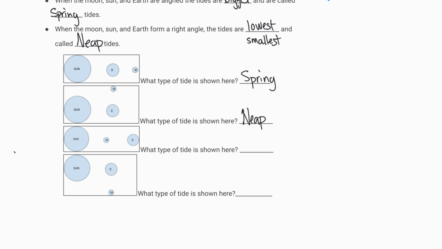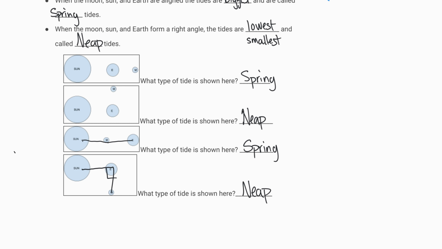In the third scenario, the moon is now in between the Earth and the sun, but they still form a straight line, so their gravitational forces are all acting together, creating the largest tides. So this is also a spring tide. And then the last example, you can see that right angle again, creating another neap tide.